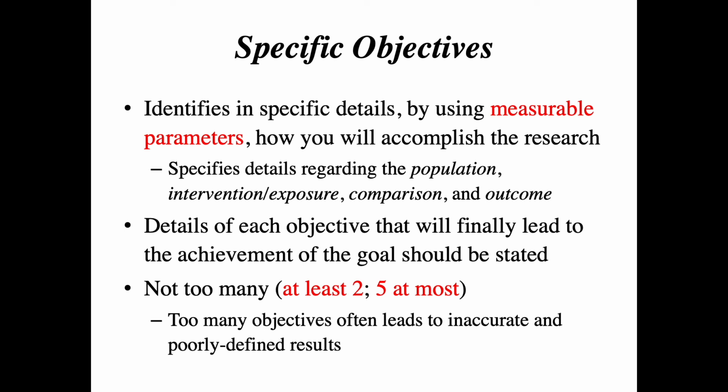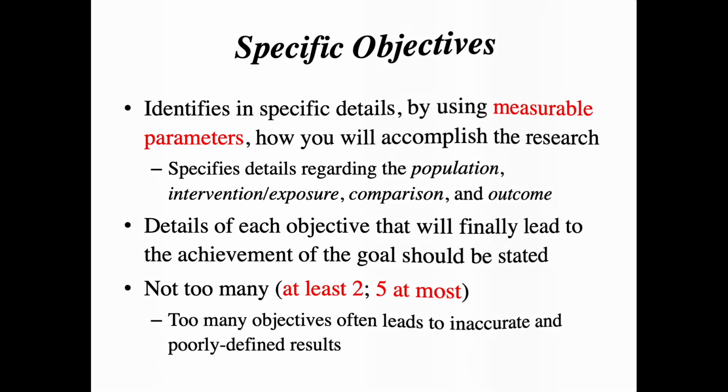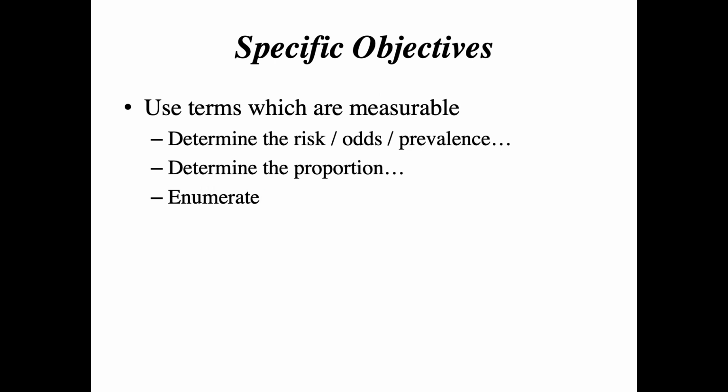Now again, let's not make our lives too complicated. We limit our specific objectives to less than 5, okay? So 3 to 4 should suffice, provided they have sufficient details on what needs to be achieved during the course of your research or your study, okay? Now, the important thing with specific objectives is that you should use terms that are measurable. And by that, it's in terms of risk, odds, prevalence, incidence, or proportions. Depends on what you would like to measure, okay?